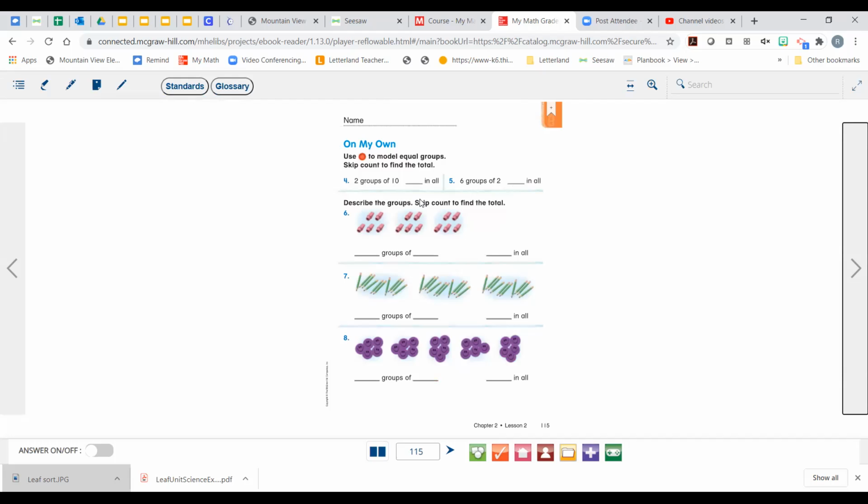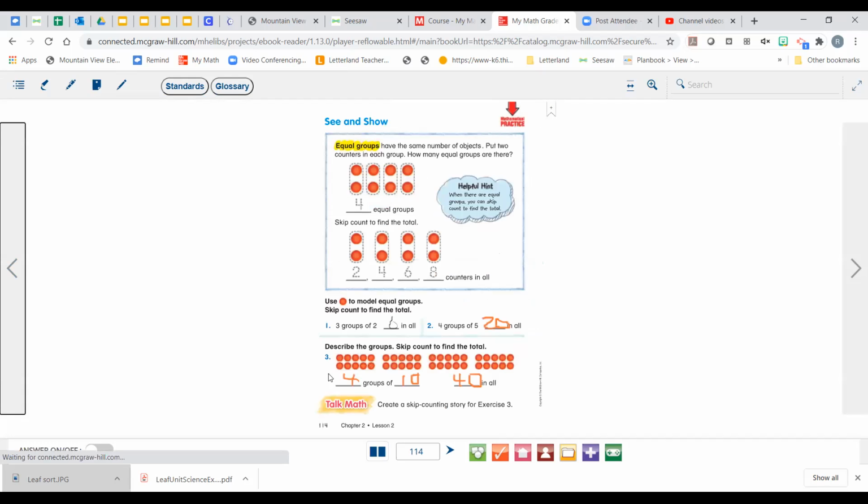Now here it says describe the groups. Skip count to find the total. So you need to count how many are in each of the groups and then tell how many groups there were and how much is in each. Then do the skip counting to find out how many are in all. You just have 1, 2, 3 of those to do. And those are just like we did this one right here.